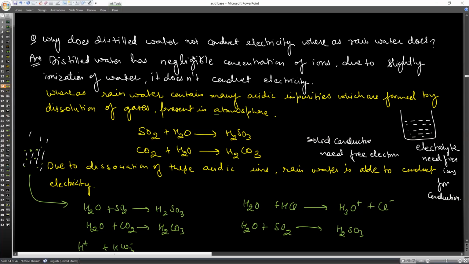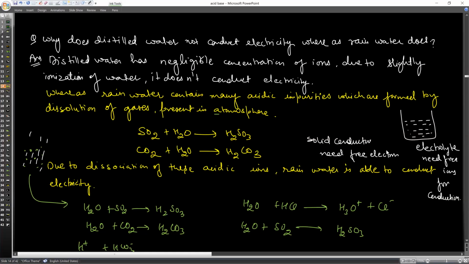Most importantly, the question will come: why does distilled water not conduct electricity whereas rainwater does? Simply because whenever rain takes place, it picks up some sulfur dioxide and nitrogen dioxides, resulting in the formation of acids. Sulfur dioxide reacts with water to form sulfurous acid, and carbon dioxide reacts with water to form carbonic acid. These ions are responsible for the conduction of electricity.